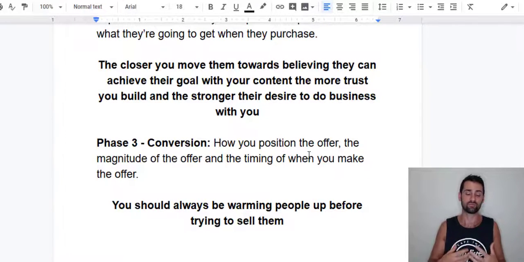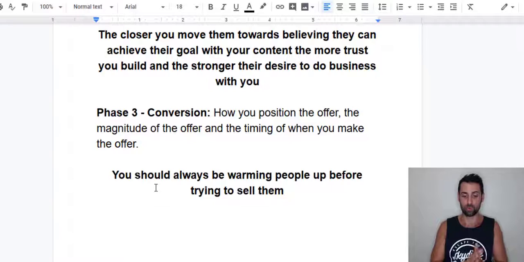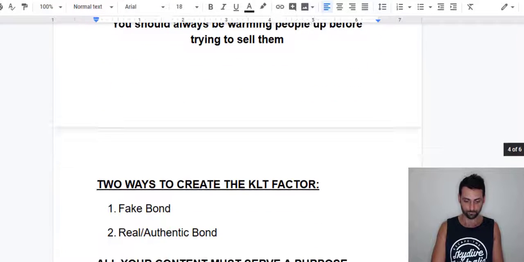They make it all about themselves. They're so eager to make a sale that they're pushing it too much without giving first. You need to be able to give first, and take them through that pre-frame and that indoctrination first. So as you can see, you should always be warming people up before trying to sell to them, making sure that when you're positioning the offer, it's at an appropriate time.